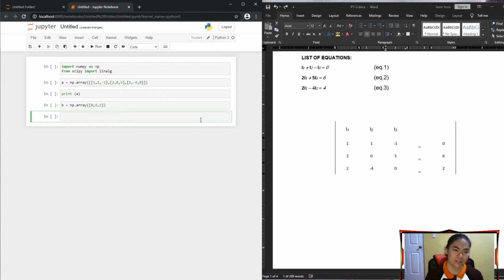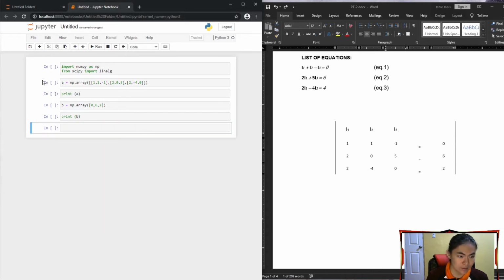Then, the same doon sa ating naunang ginawa. Print B lang tayo. Yan. Then, add another cell for the X. Now, in this part naman is, ito na yung hahanapin natin yung values ng I natin, ng ating mga currents from I1 to I3. So, ang itatype lang natin is yung linalg.solve then parentheses A, comma B.